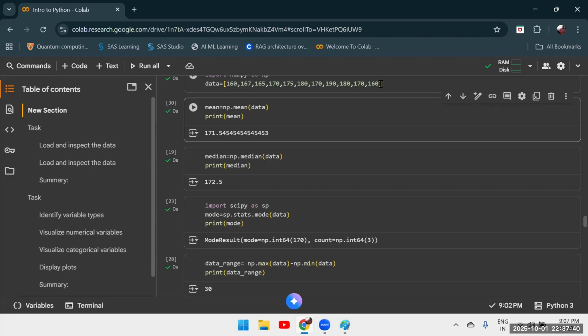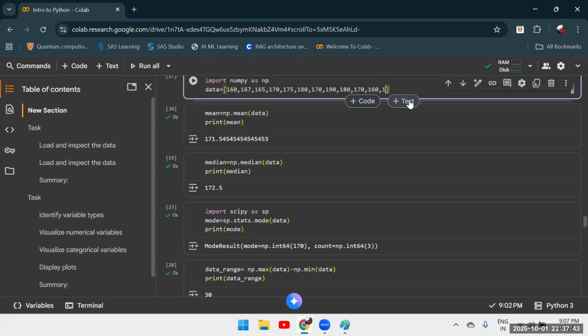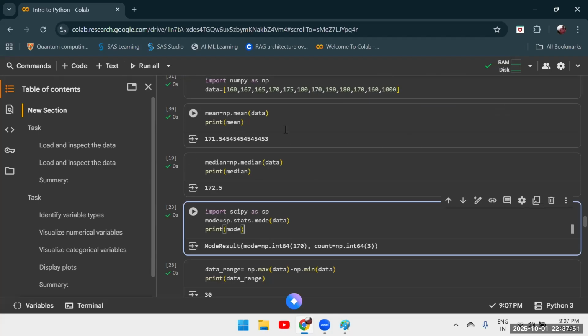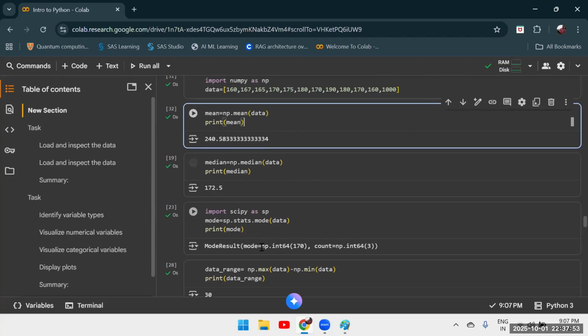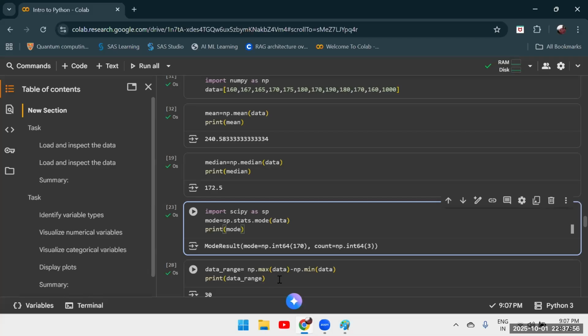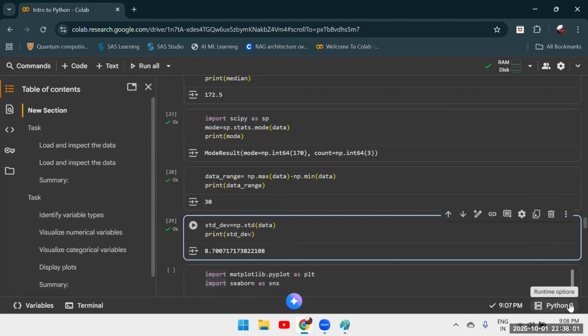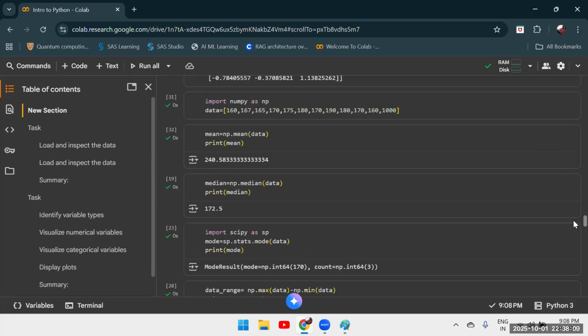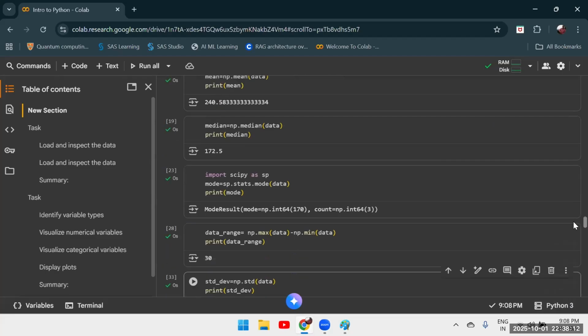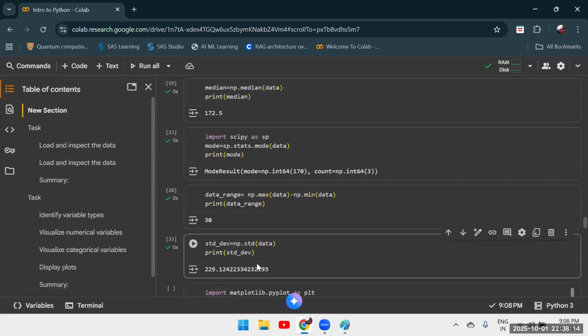Let's take an example. Let's take 1000 as an example. Now you know the mean is 240, and now let's take the standard deviation. You see, from the mean, this has now increased. So the mean is 240, and it is saying the standard deviation is 229, almost as much as the mean.